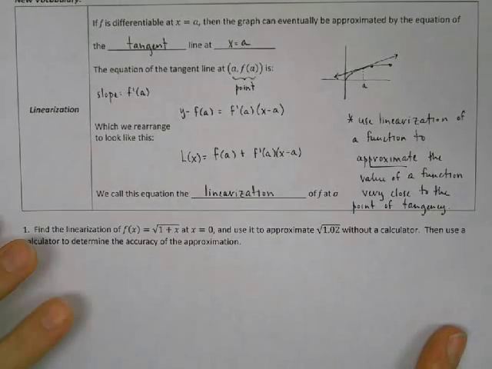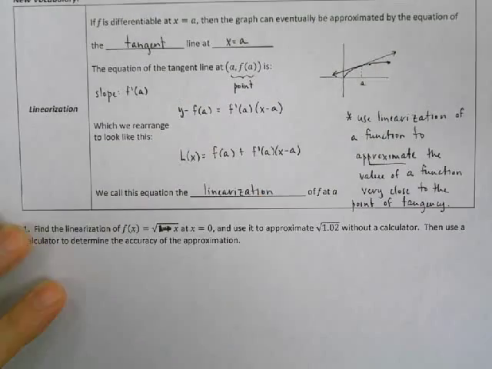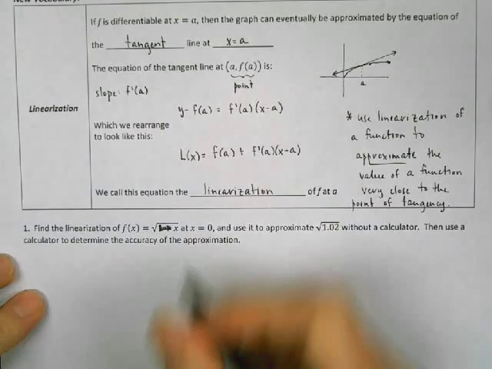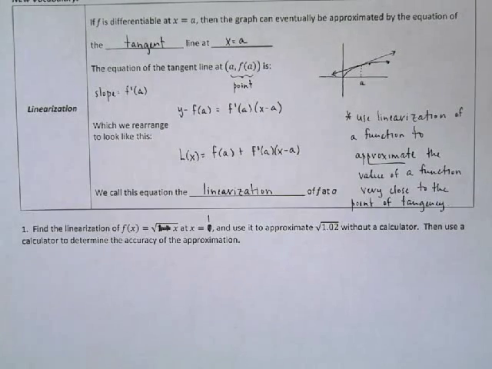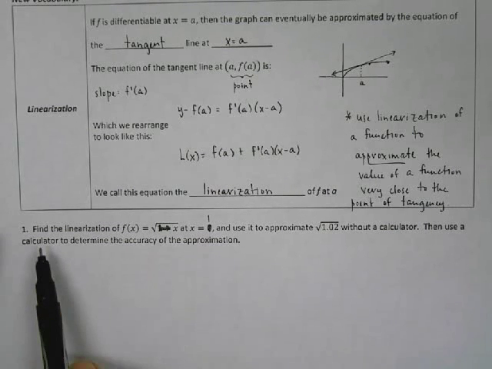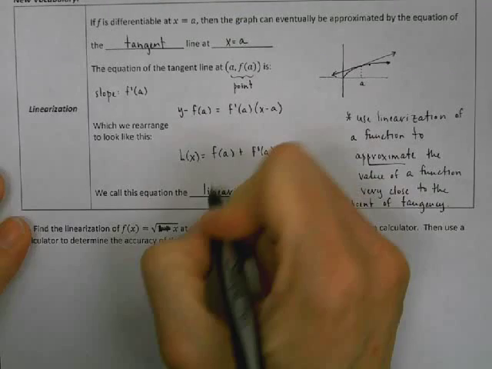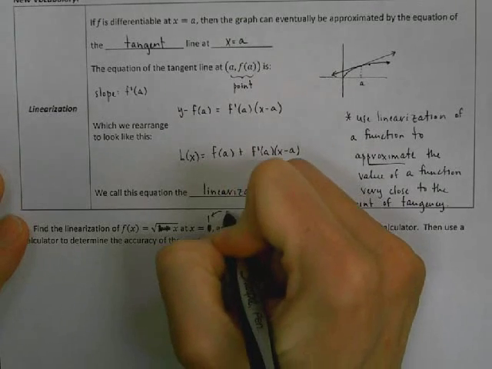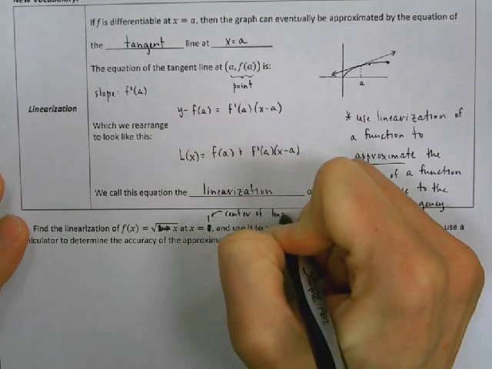Now I'm going to change some things here. I want to just make this square root of x, and I want to center that at x equals 1. Okay, so what this question is asking, it wants us to find the linearization of f of x equals square root of x at x equals 1. And again, that point we call the center of linearization.